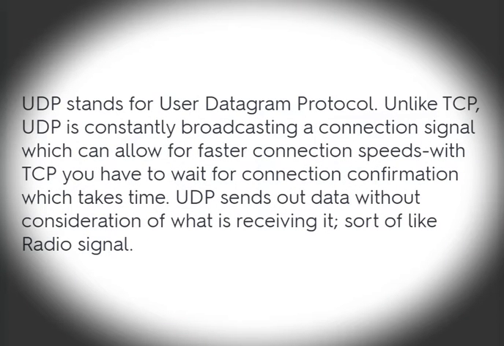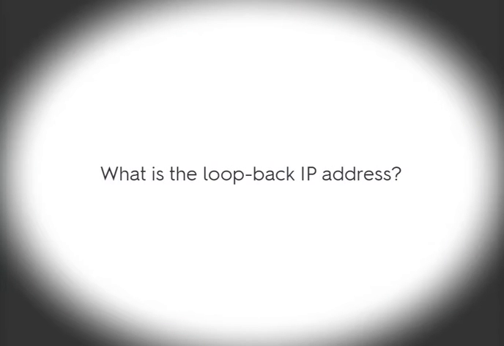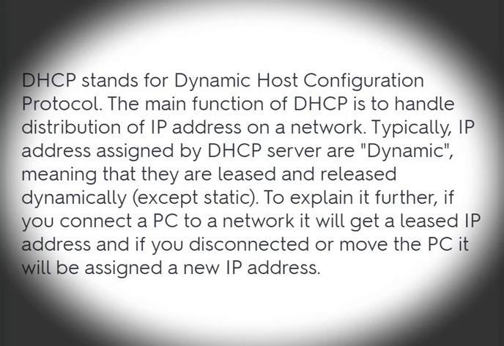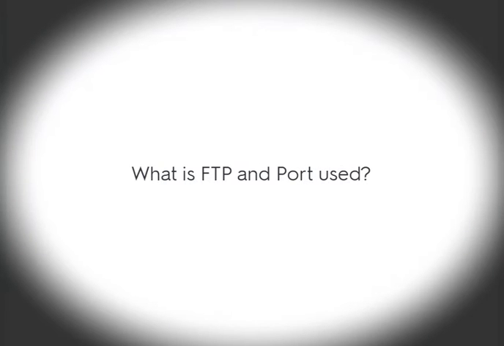What is the loopback IP address? The loopback IP address is 127.0.0.1. As part of troubleshooting network connection issues, it is used to test the network interface card for functionality. If you ping this IP address and it completes successfully, it means your hardware is okay. What is DHCP? What is FTP and port used?